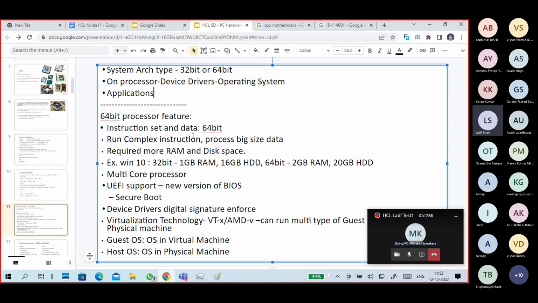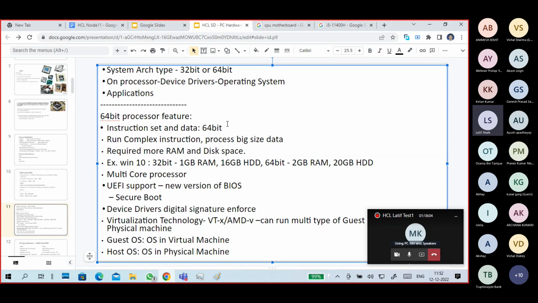Of course, there is some twist, so we'll leave it. Compared to 32-bit, in a 64-bit processor the instruction sets are 64-bit, so we can run more complex instructions. Big data processing is there. Of course, hardware requirements also increase, like your RAM and disk space. Multi-core processors.